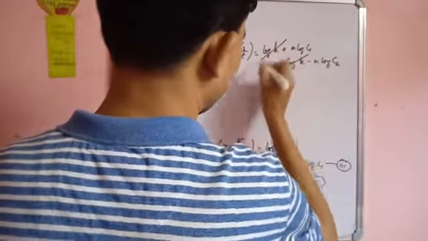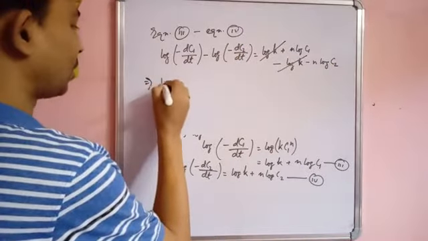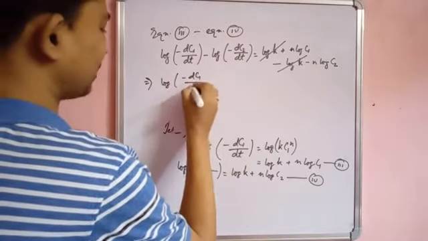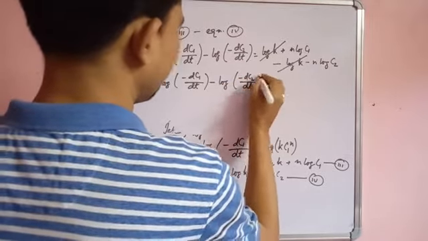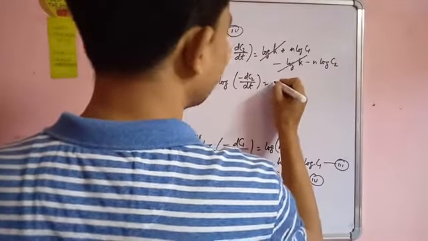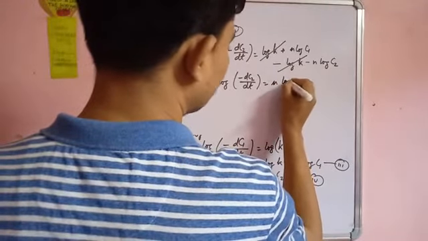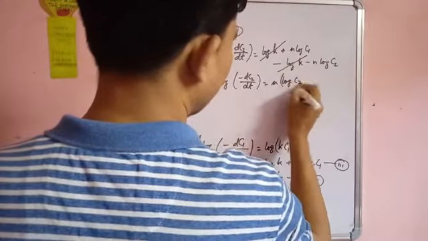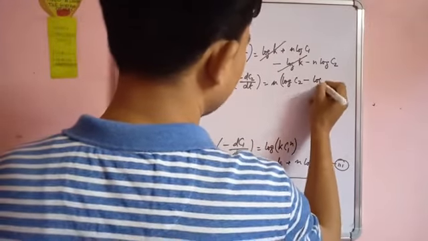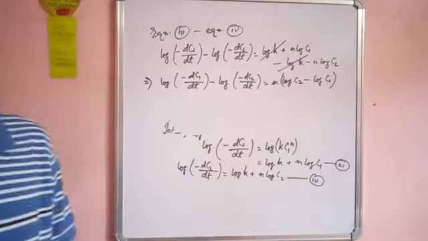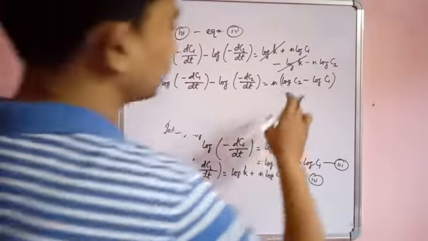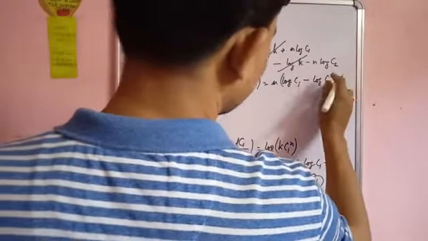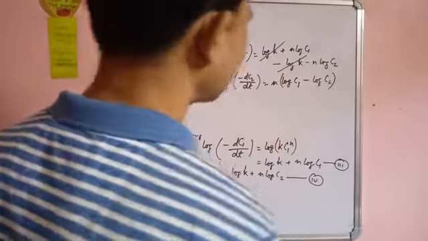So this log k cancels out. So what we will get? Log of minus dc1 by dt minus log of minus dc2 by dt is equal to n common, then if we take log also common, n into log c1 minus log c2.